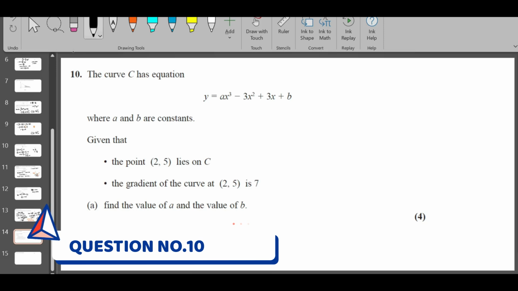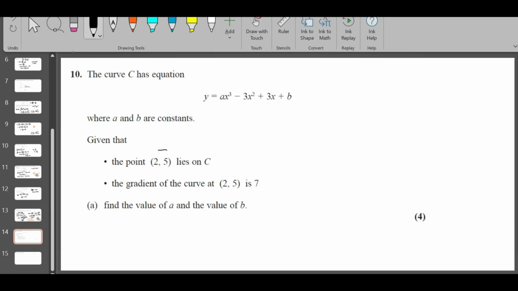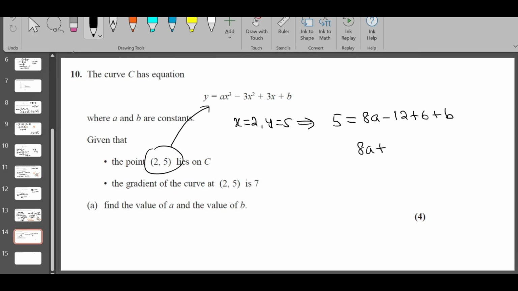Question number 10. The curve C has this equation. Given that this point lies on C, the gradient of C at this point is 7. Find the value of a and b. Basically, we need to frame two equations in terms of a and b and solve the simultaneous equations. Since this point lies on this curve, you can just straight away substitute. Replace x by 2, y by 5. You will get 5 is equal to 2 cubed, 8a, minus 3 times 2 squared is 12, plus 3x is 6, plus b. So we will get 8a plus b is equal to minus 6.